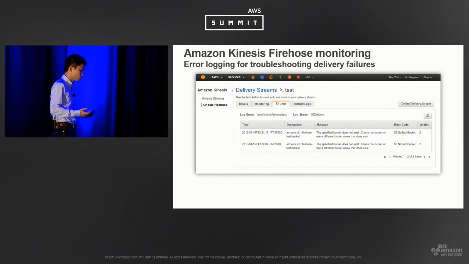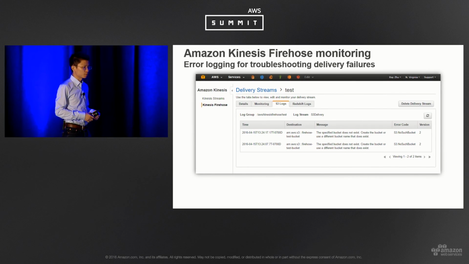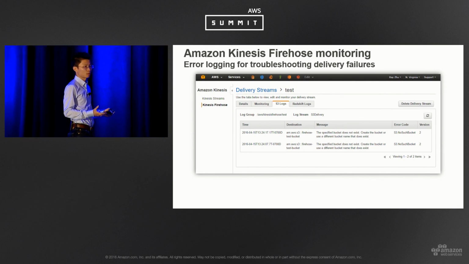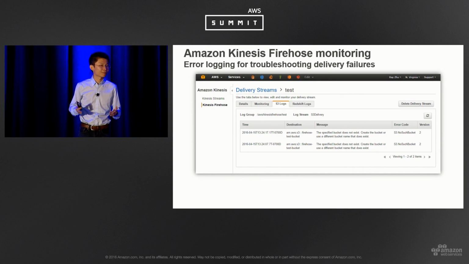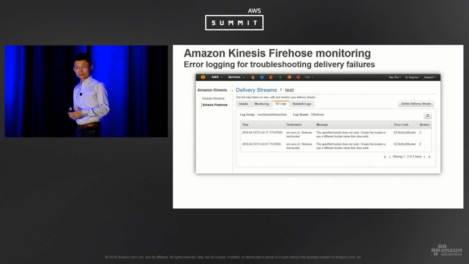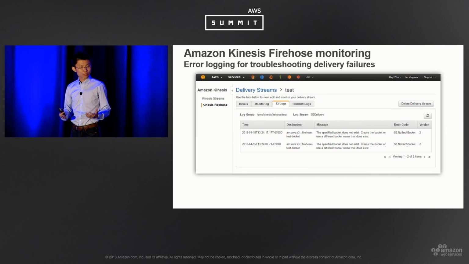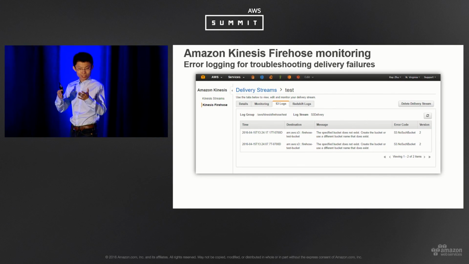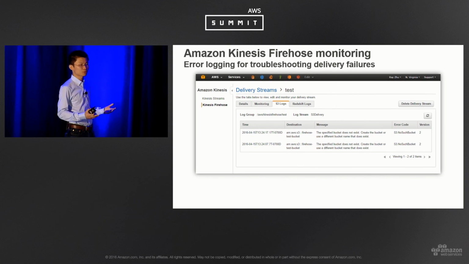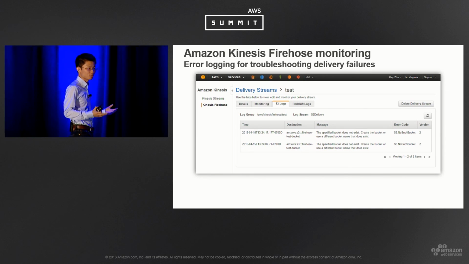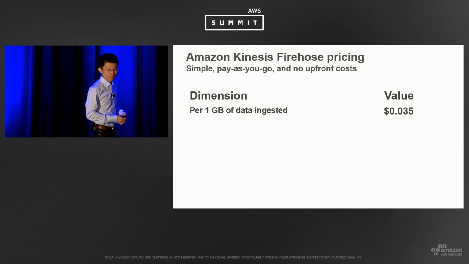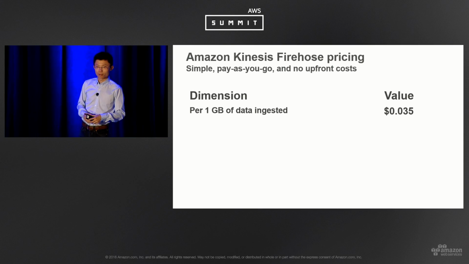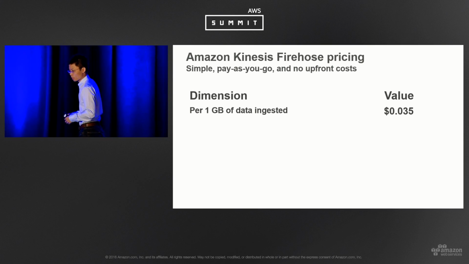So, for example, if for whatever reason we're not able to deliver data to your destination, we'll log an error message to your CloudWatch log group so that you can clearly see what's going on. So CloudWatch Metrics tells you what's going on, are things working or not working, and these error messages help you to troubleshoot the issue if we figure things are not working for whatever reason. So this is monitoring. Lastly, I'm going to touch very briefly on pricing.